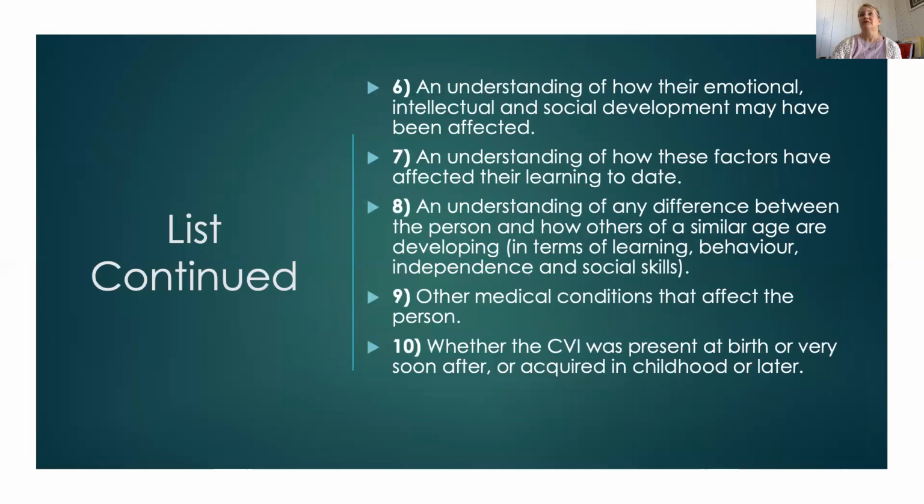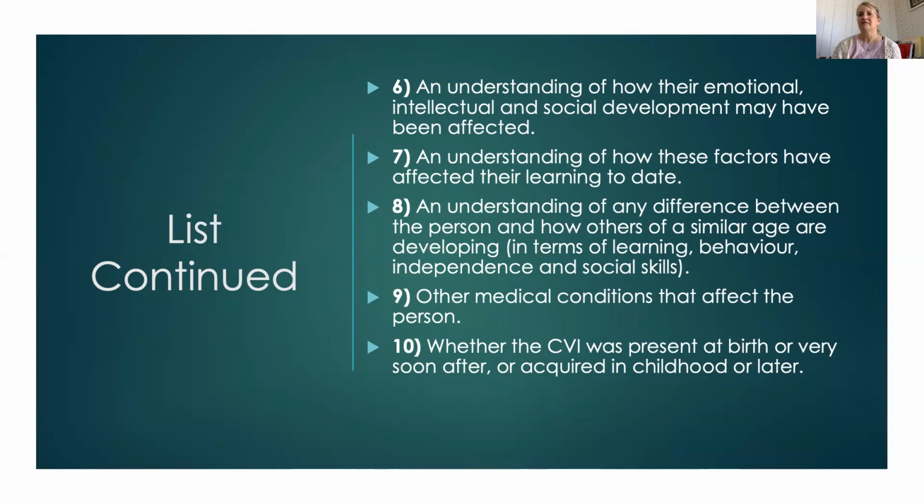Six, an understanding of how their emotional, intellectual, and social development may have been affected. Seven, an understanding of how these factors have been affected and how they are affecting their learning to this date. To have an understanding of any difference between the person and how others of a similar age are developing, in terms of learning the behavior, independence, and social skills, and then comparing those and starting to kind of profile and say, oh, this is another part of the puzzle.